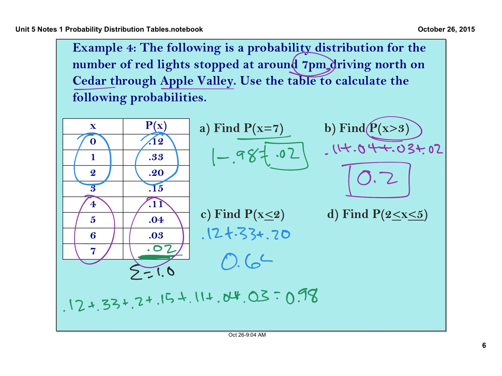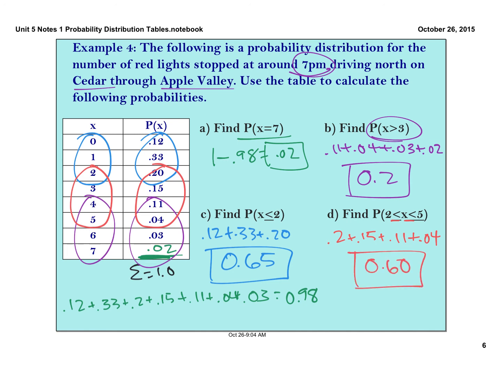So 0.65. And then my between, which is also inclusive. So between 2 and 5 means I'm looking at those. 0.2 plus 0.15 plus 0.11 plus 0.04. So 0.60. And again, I did a lot of those in my head, but I think I'm okay.